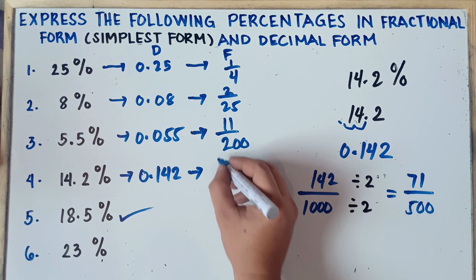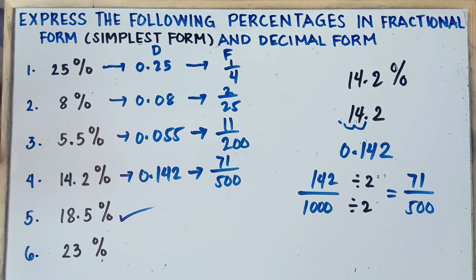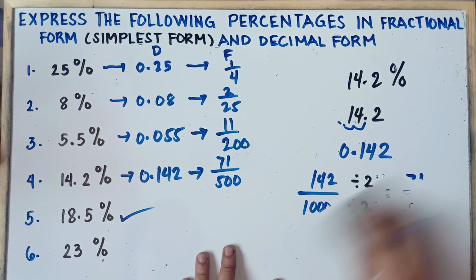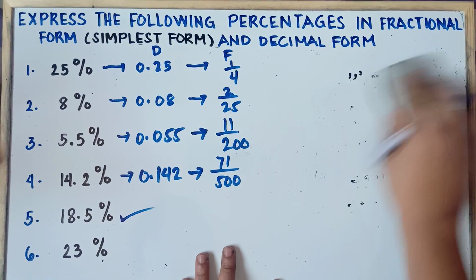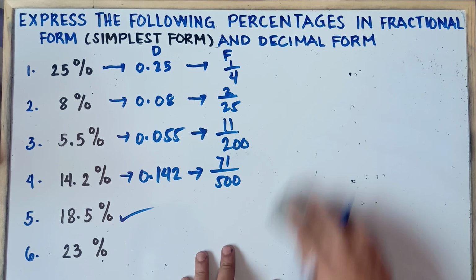So the answer, class, is 71 over 500. So we cannot reduce that one, 71 and 500. There's no greatest common factor, so that would be our final answer, class. Alright, so you try number 5, class, and you put your answer in the comment section down below. Let me check, class, if you really understand our topic.